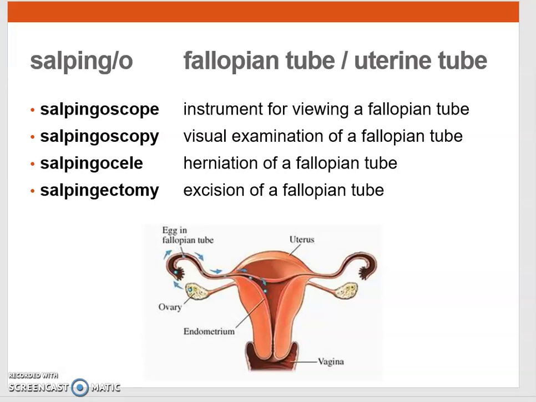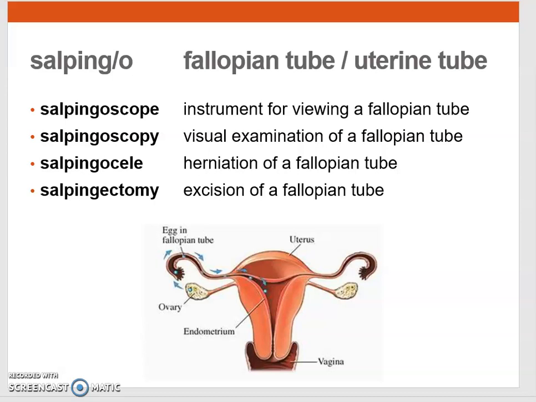Salpingoscope is the instrument. Salpingoscopy is the visual examination of a fallopian tube. I caught myself because I saw the Y and I said, wait a second, that's a procedure, and I was describing a scope. So just to clarify, salpingoscope is the instrument. Salpingoscopy is the visual examination, the process or procedure.